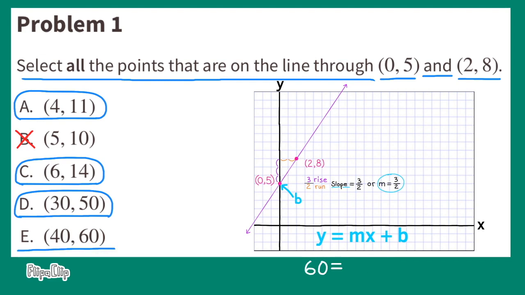E, coordinates 40 and 60. The y value is 60. Bring down the value for the slope, 3 over 2. And multiply that by the x value, which is 40, or 40 over 1, and substitute 5 for b, since the y-intercept is 5. 3 times 40 is 120. 2 times 1 is 2. 120 divided by 2 is 60. And 60 plus 5 is 65. Since 60 does not equal 65, we know that the coordinates 40 and 60 do not fall on the line.